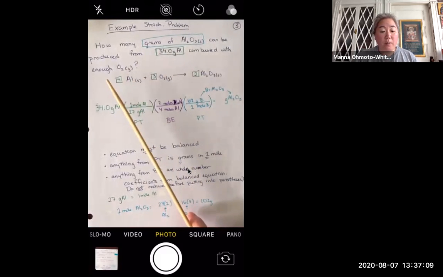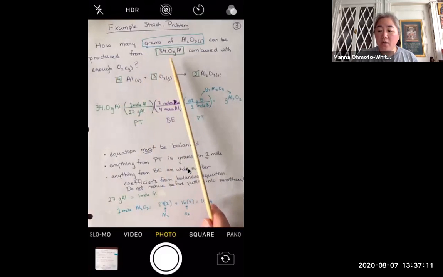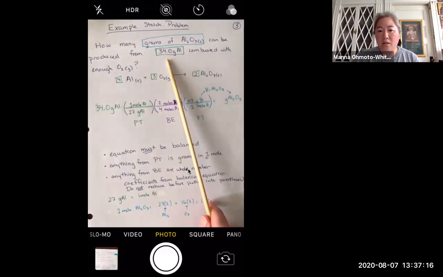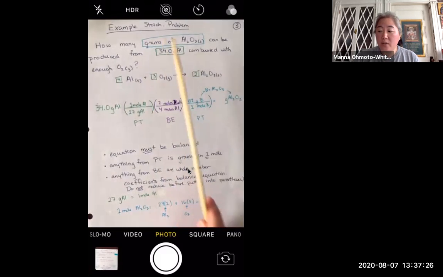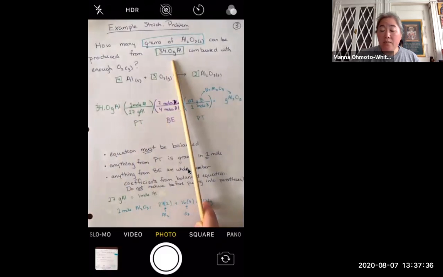So again, if you remember from the dimensional analysis video, I know that these are my given units, 34.0 grams of aluminum, because there is a number there. Whenever I give you the number, that's probably the given units. And grams of aluminum oxide don't have a number associated, so that's what I'm looking for. So I set my 34 grams of aluminum here and grams of Al2O3. So I'm given grams of Al is my A, grams of A, and grams of Al2O3 are my grams of B.